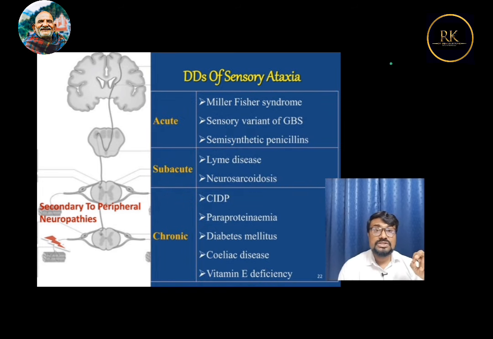The causes of peripheral neuropathy presenting with sensory ataxia include, if acute, Miller-Fisher syndrome, sensory variants of GBS, and semisynthetic penicillin. Subacute causes include Lyme disease and neurosarcoidosis. The chronic causes include CIDP, paraproteinemia, diabetes mellitus, celiac disease and vitamin E deficiency. These are the causes of sensory ataxia at the level of peripheral nerves.